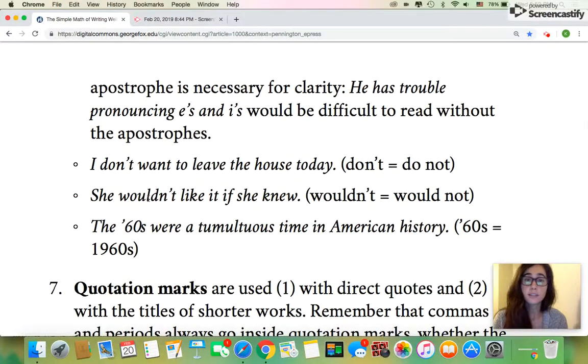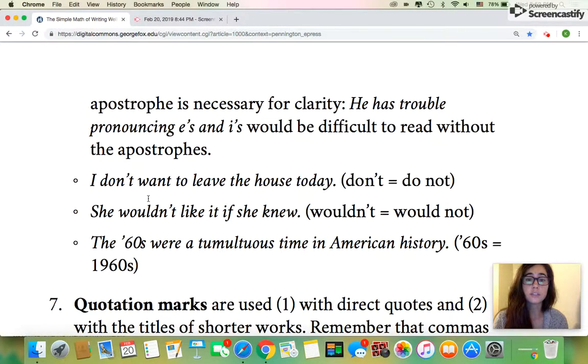Next, we'll talk about the second reason you would use an apostrophe, which is to show omission, or that something has been left out. In this first example, I don't want to leave the house today. So don't we know is a contraction. It's simply the combination of the two words do not, but the O has been omitted there. So the apostrophe has to go where the letter was omitted, so right here.